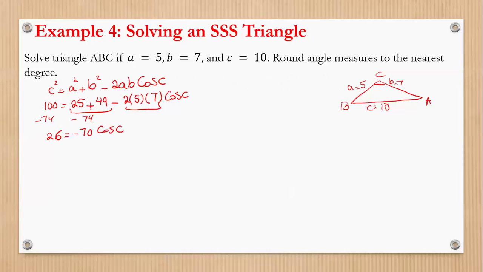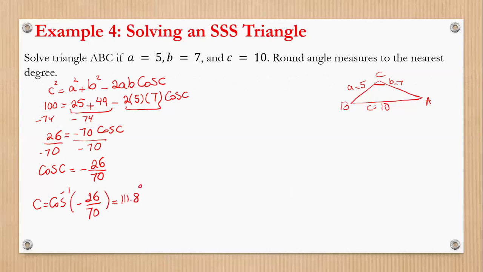And if I divide both sides by negative 70 to isolate the cosine, we will find that the cosine of C must be equal to negative 26 over 70. And if I use the cosine inverse for negative 26 over 70, the result would be 111.8. But if rounded to the nearest degree, it's 112. So we found the angle C.